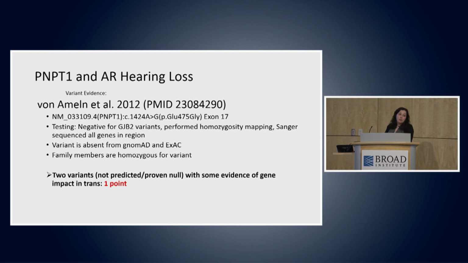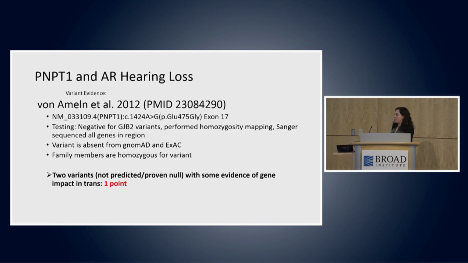So we did a literature search for PNPT1 and hearing loss. And these are the papers that we found for variant evidence. So in 2012, there was testing done on individuals with hearing loss. They were negative for GJB2 variants. GJB2 is the most common genetic cause of hearing loss, so it's good to see that they were evaluated for that. And they performed homozygosity mapping and Sanger sequenced all genes in the linkage region. The variant here, which is a missense variant, is homozygous, and is absent from both ExAC and gnomAD, so no high-frequency concerns to be worried about.